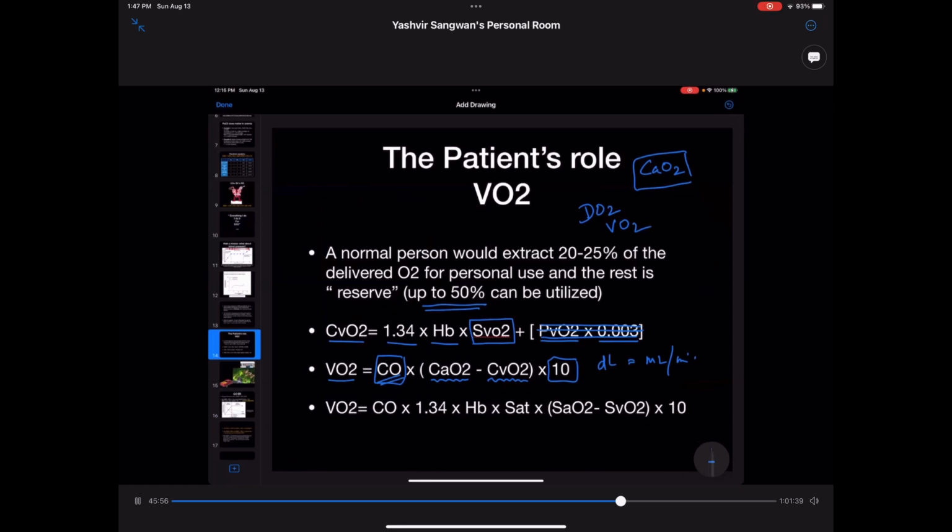And because of this, we can expand this equation and say that it is cardiac output into 1.34 into hemoglobin, saturation of oxygen in the artery minus saturation of oxygen in the vein multiplied by 10. And it is this difference which will tell you how much oxygen you are actually extracting from the body. And I'll tell you why that is important.